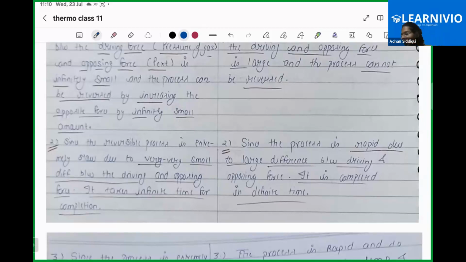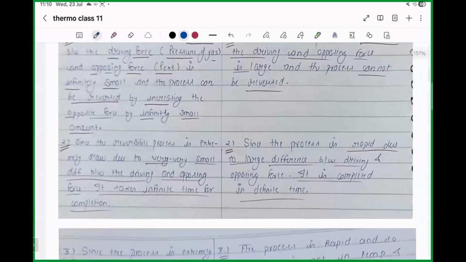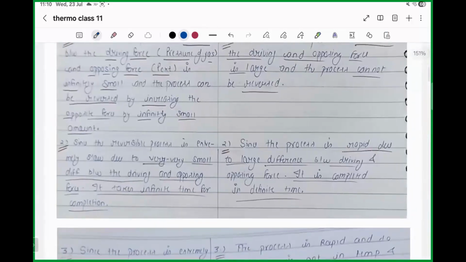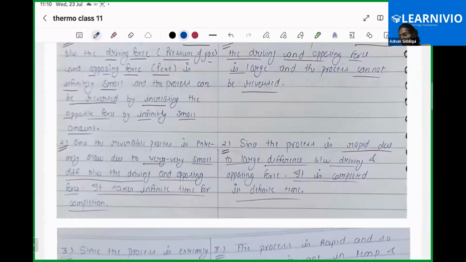And for the irreversible, since the process is rapid due to the large difference between driving force and opposing force, it is completed in definite time. But they can do it by using hydraulic pressure, right? We can use that as well.